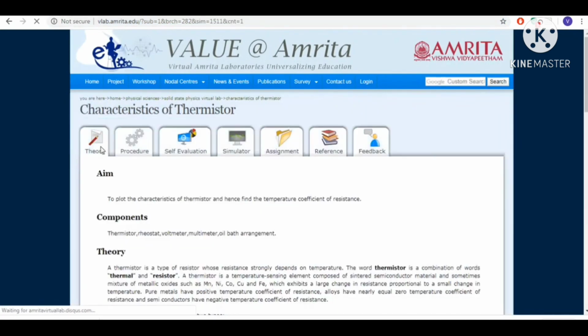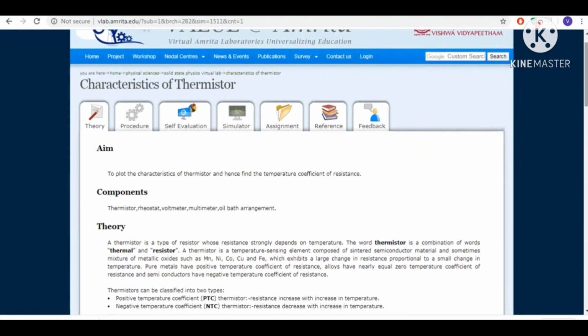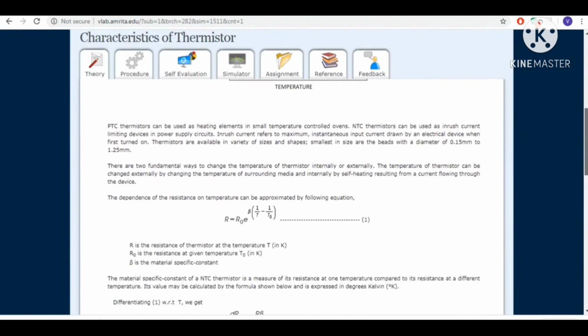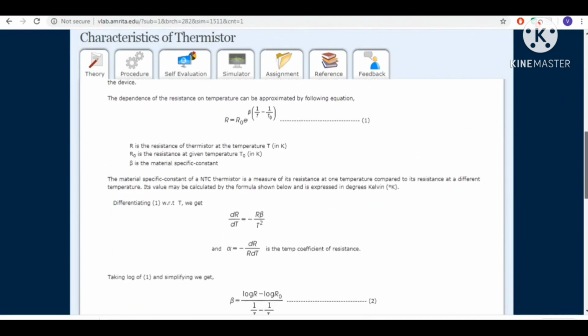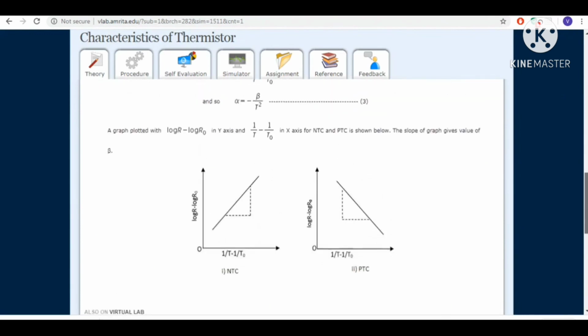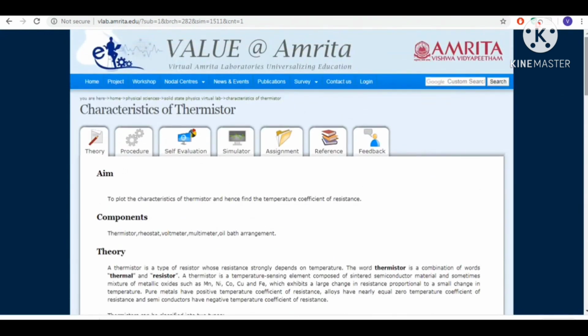Now you can see there are different tabs like theory, procedure, simulator, assignment, etc. Theory is very well written, with the diagram, formula, everything given here. The graph that will be obtained is here. You can see. I recommend first starting with theory. You read the theory and understand it. So I will give you a brief introduction.